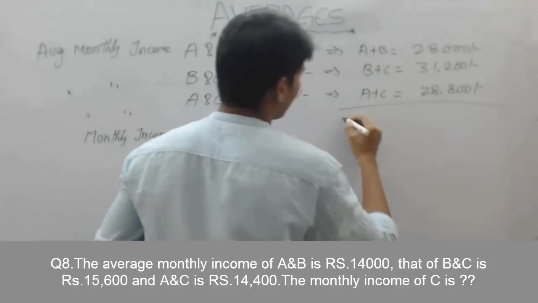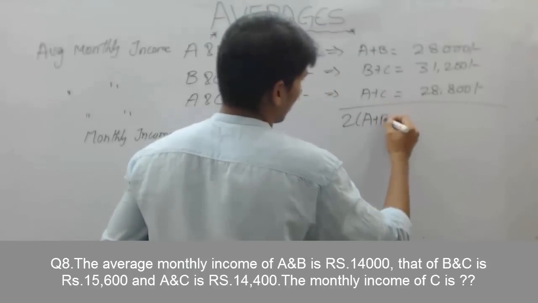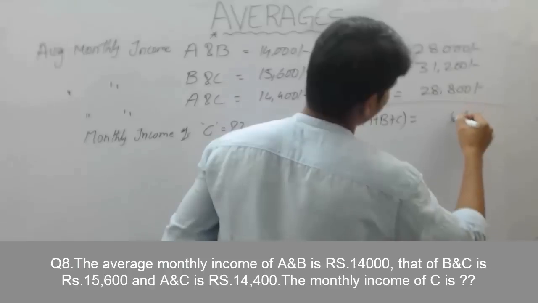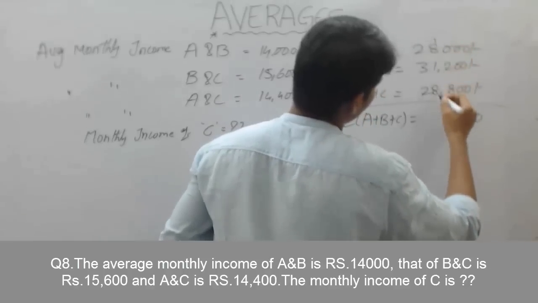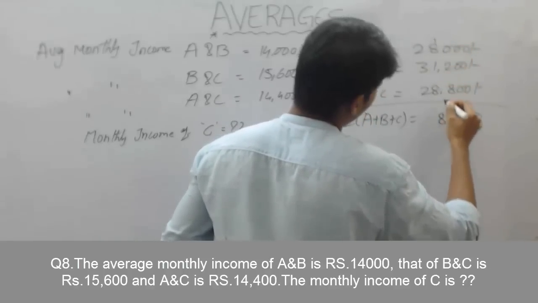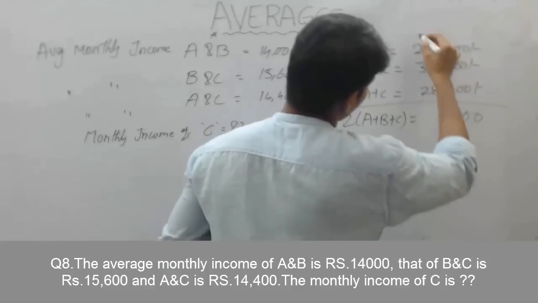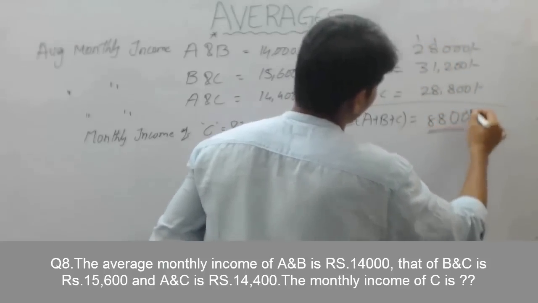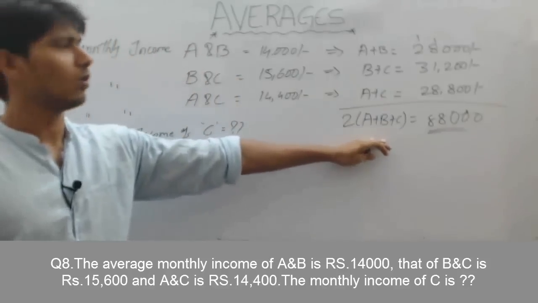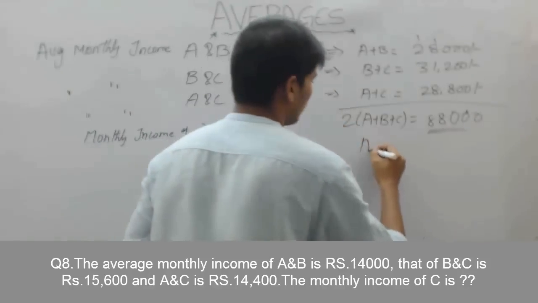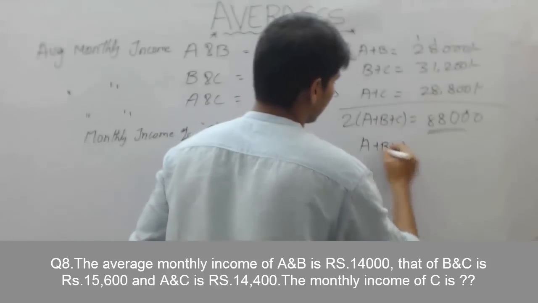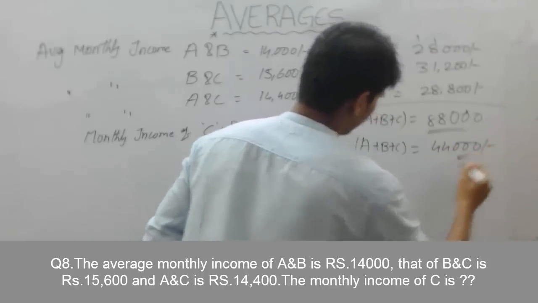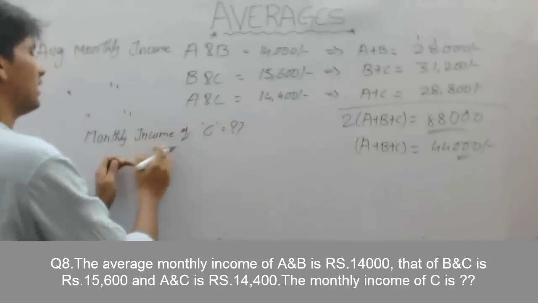Now what is the total income? Adding up, we get 88,000. So the monthly income of A plus B plus C is equal to 44,000.